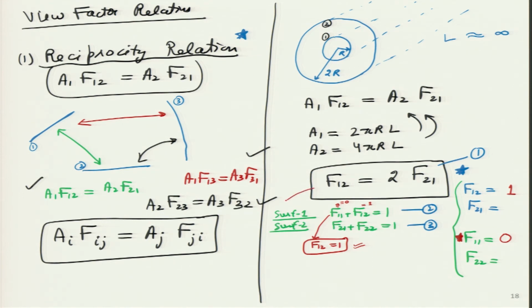Now, I can make a line over here and say if F12 is 1, then using this equation I can get the value of F21. So, F21 is simply F12 divided by 2, which is 1 by 2, it is 0.5. Then I can write over here, this thing is simply 0.5. So, this equation I have used.